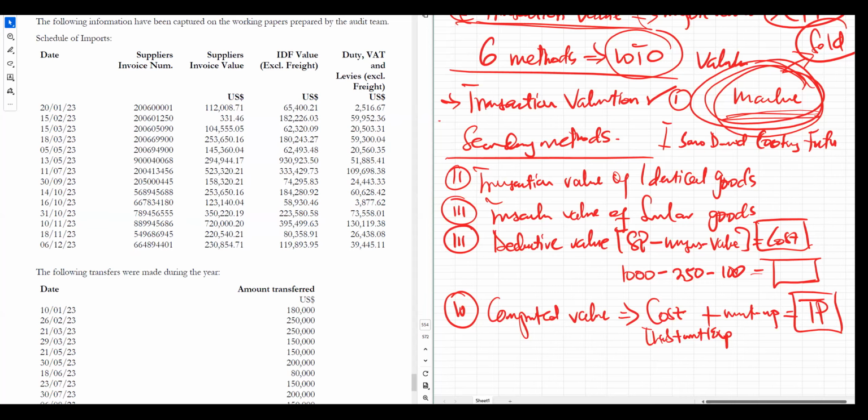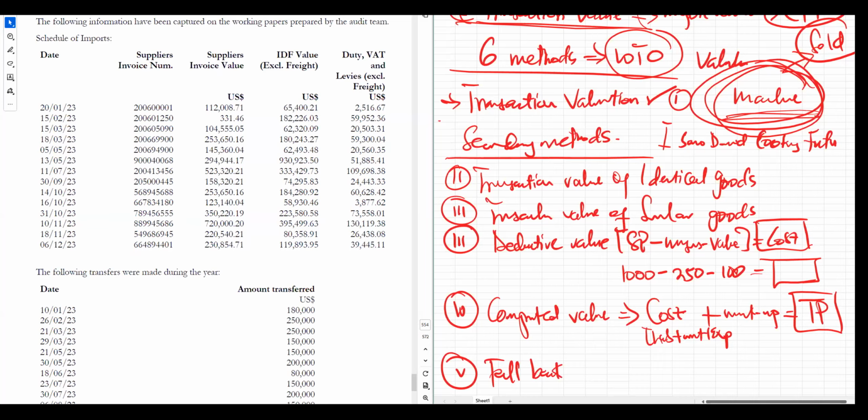Okay, so this is what we call the computed value. It looks like cost plus. This one looks like cap. This one looks like resale. This one looks like cost plus. Okay, then finally, if we cannot use that computed value, we now use what we call what?